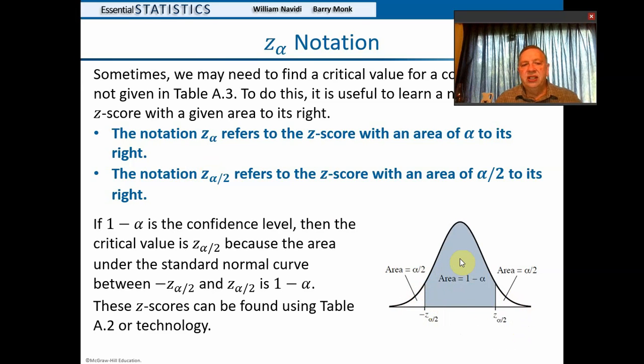So if I start out with a confidence level of C, 1 minus C is the alpha, and they're just saying here 1 minus alpha is the confidence level. They're both the same. 1 minus C is alpha, 1 minus alpha is the confidence. So here's the Z alpha over 2 because I've split this up into both sides. The area between the negative Z alpha over 2 and Z alpha over 2 is 1 minus alpha, which is just the confidence that we started with.